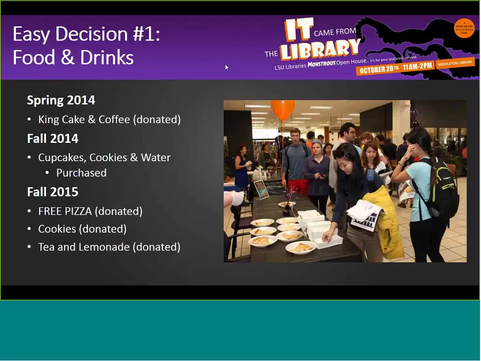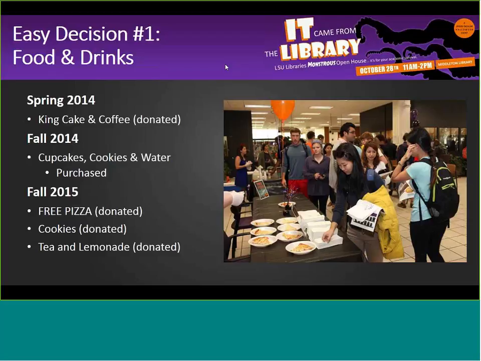And that's actually through LSU Auxiliary Services. They have a grant that they offer. I don't know if other campuses around the state have anything similar to that, but we applied for that the first year, and we were able to get the king cake and coffee from LSU Dining. And so that saved us a lot of money. As I said, we had an $800 budget, and since we didn't have to buy food, we only spent $400 of that.